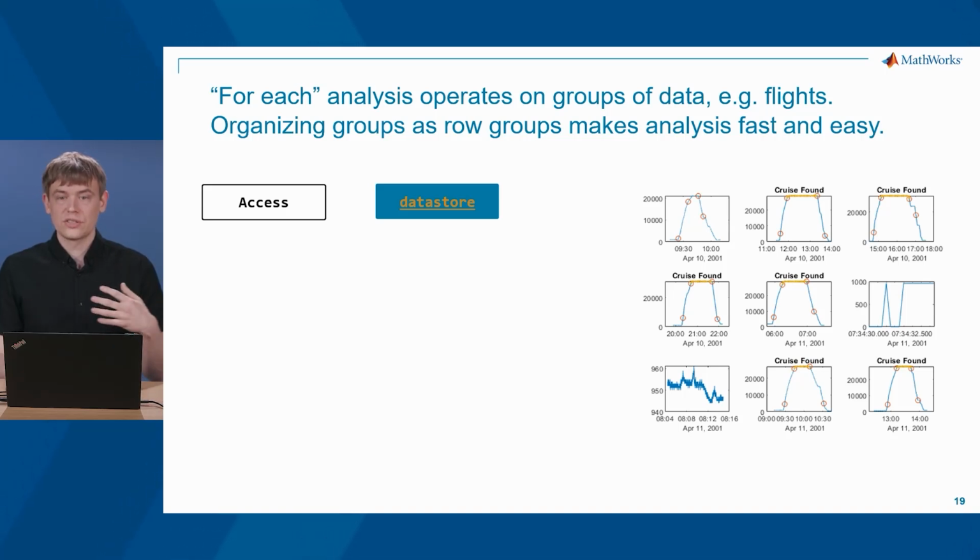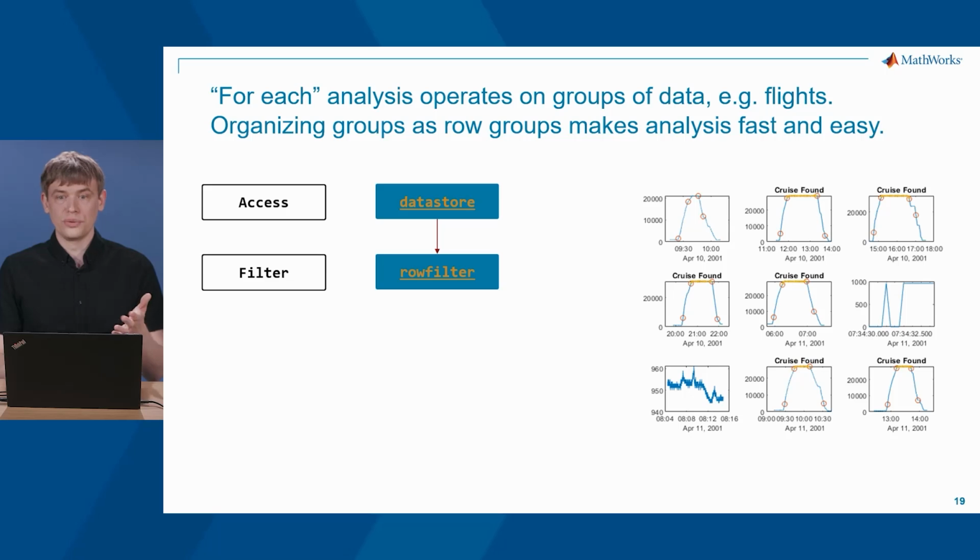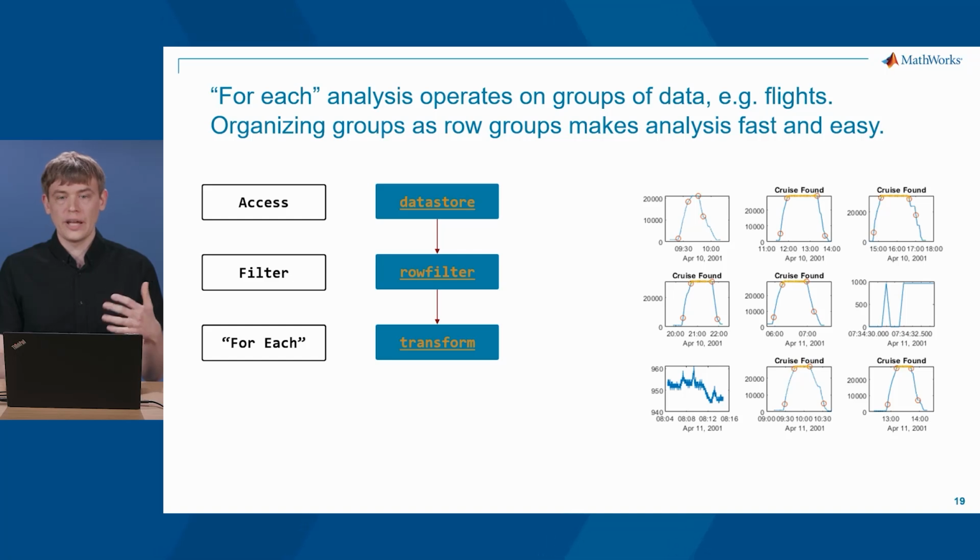For each analysis starts with data access using data stores. We can then filter to a subset using row filter or one of the other techniques we'll talk about today, and perform a for each computation using data store transforms, which we saw earlier in our demo. This is the part where an intelligent choice of row groups can make life much simpler.